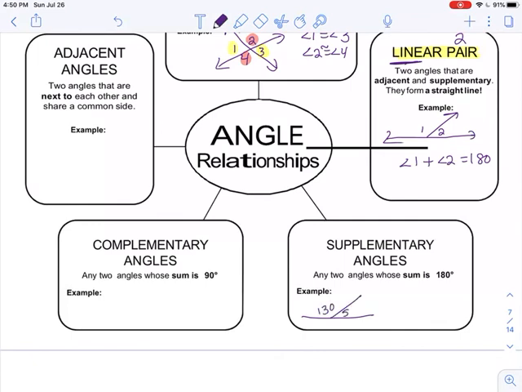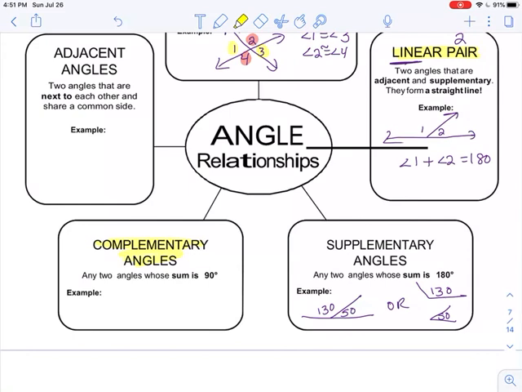So supplementary angles can form a line. They can look like this. If I have these two angles, 130 and 50, they form a line. Those are a linear pair also, or they can be totally separate angles not touching. So I can have one that's 130 and one that's 50, and together those are supplementary. So supplementary angles can be a linear pair. A linear pair is always supplementary.